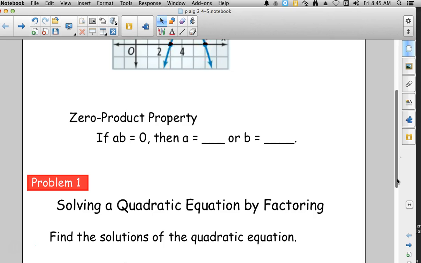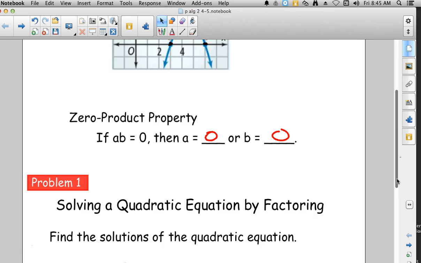Makes perfect sense. I tell you my number's 3, and I want you to multiply it by something to get it to be 0. You have to say, my number is 0. Have to. So that's what the zero product property says. If A times B, where A and B are two different numbers, comes out to be 0 when you multiply that together, one of them had to be 0. Had to be. Makes perfect sense.